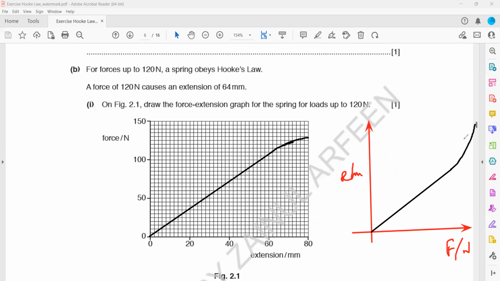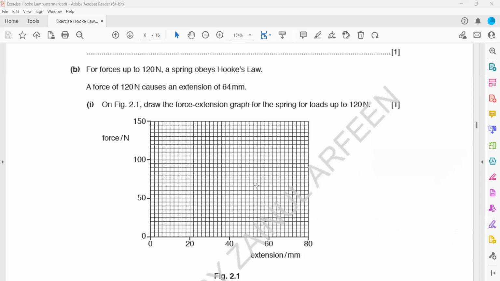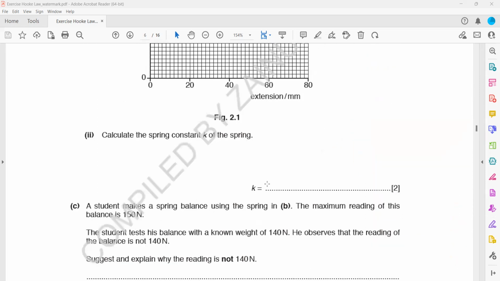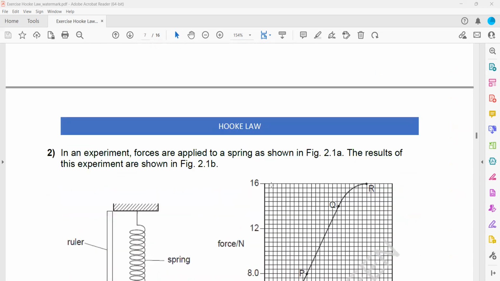So it depends on which axis the extension is on. If extension is on the x-axis, it will shift towards the x-axis. If extension is on the y-axis, it will shift towards the y-axis. This is another thing you should know related to the question. They can ask you to complete a graph beyond the limit of proportionality, so you will always complete it towards the extension axis.